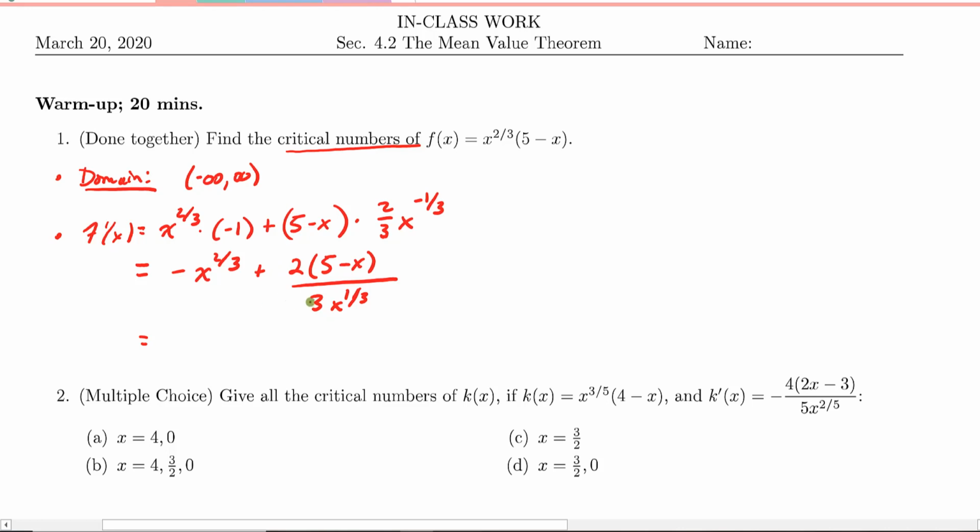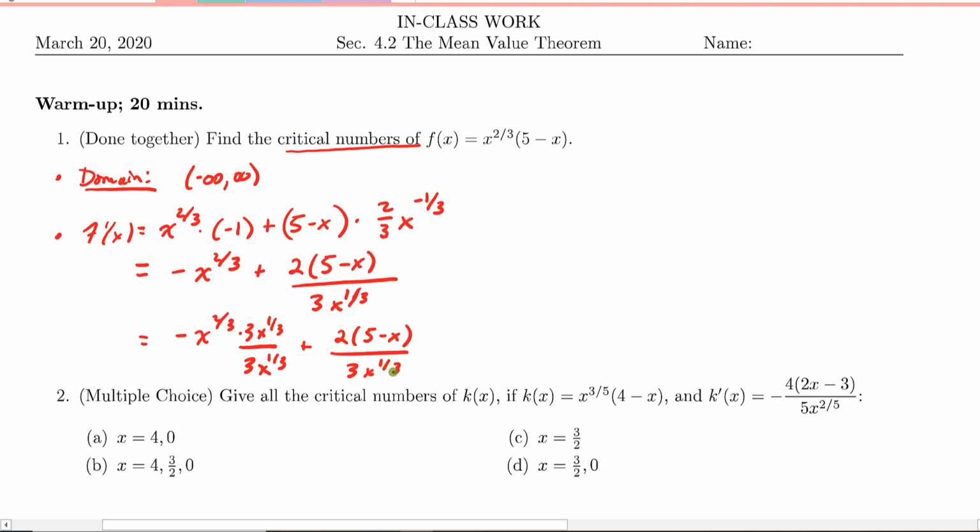For me to be able to combine these two terms, I need a common denominator. My common denominator is going to be 3x^(1/3). So I'll take negative x^(2/3), multiply it by 3x^(1/3) over 3x^(1/3), plus, and then I'll just recopy this expression here.